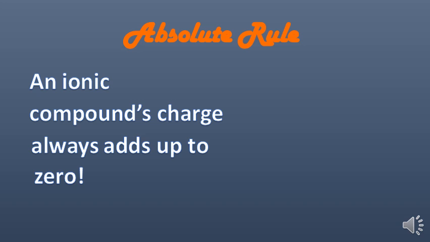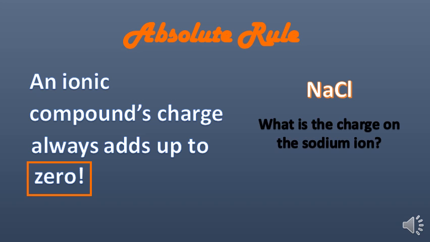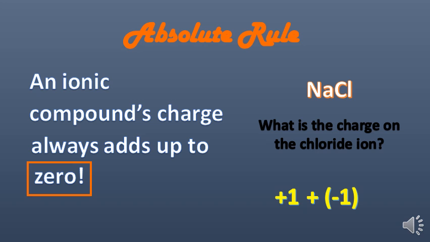Absolute cosmic rule: an ionic compound's charge always adds up to 0. Always. Take sodium chloride for instance. Sodium has a charge of +1, and chlorine has a charge of -1. If I add those charges together, I get 0. Absolute cosmic rule.